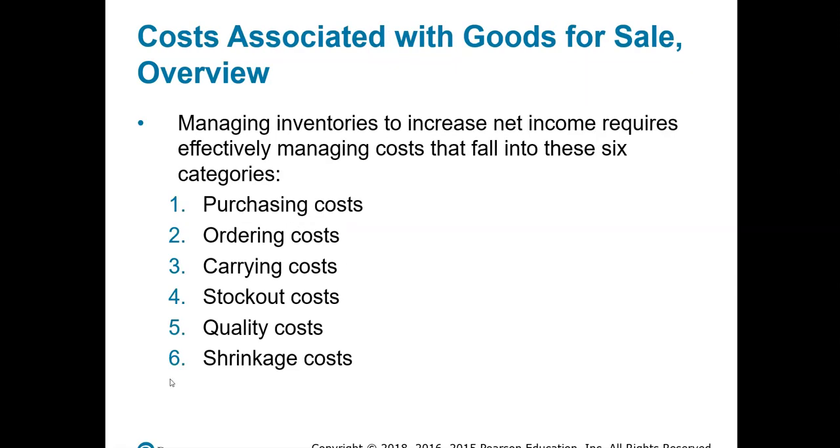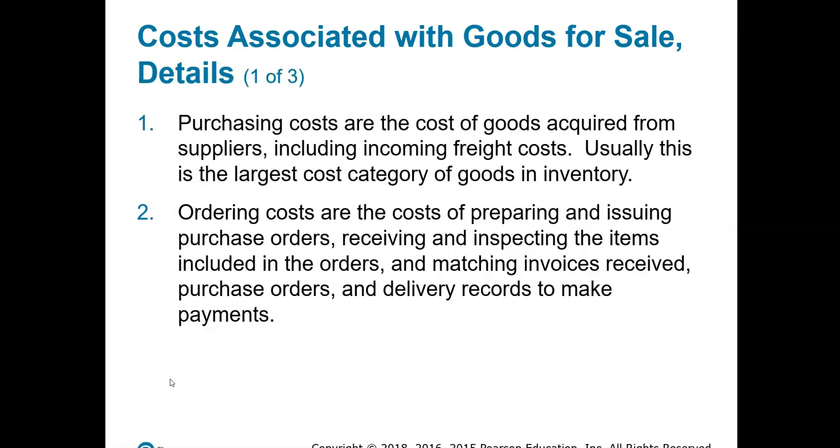There are purchasing costs, there are ordering costs, there are carrying costs, stockout costs, quality costs, shrinkage costs, and we're going to talk about each one of these here in just a second. But we have a number of different costs associated with this. So it's not just the cost of purchasing that bottle of Coke, but there are other costs associated with it. So now let's take a look at purchasing costs.